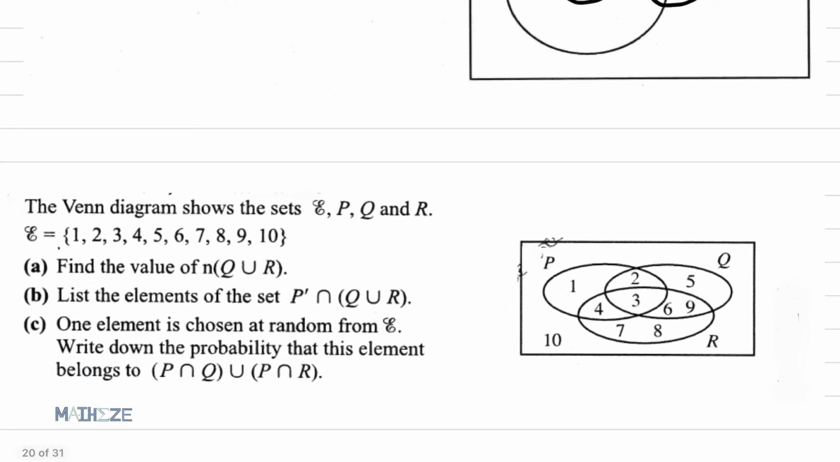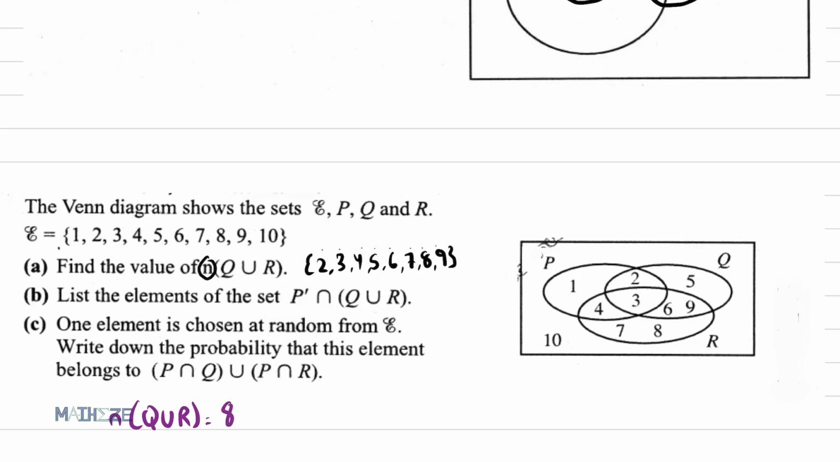Next question. It says find the value of Q union R. So let's list down all the elements in Q and R. 2, 3, 4, 5, 6, 7, 8, 9. Will I get the marks? No. Because the question says write n, the number of elements. The n of Q union R will be, children, your 1, 2, 3, 4, 5, 6, 7, 8.